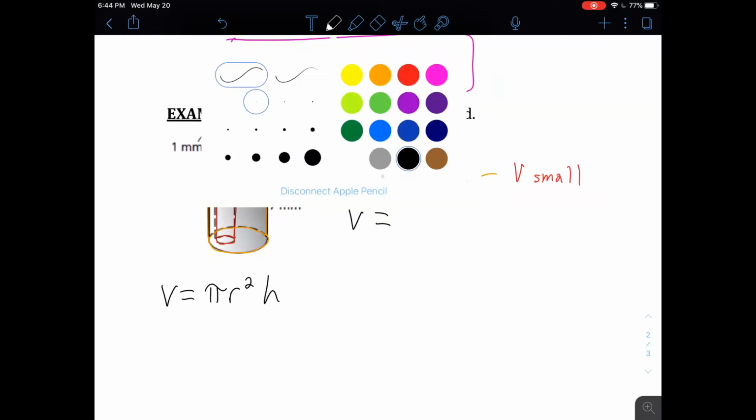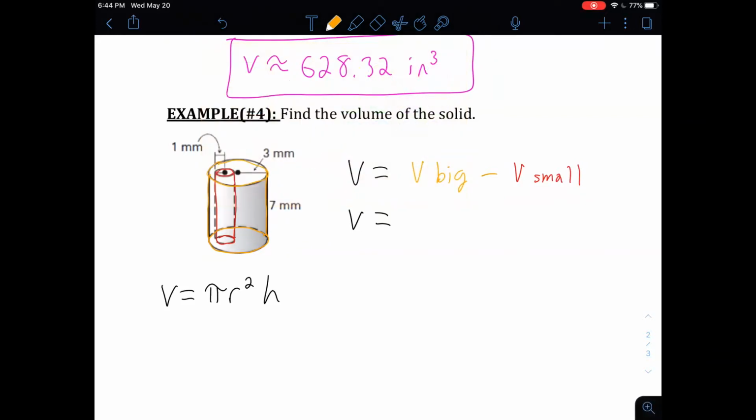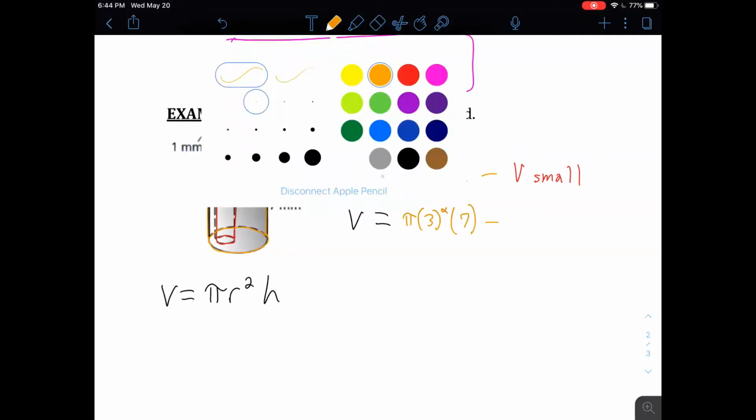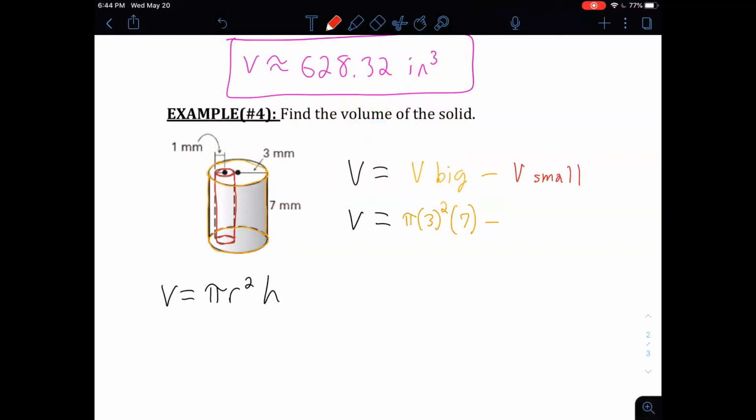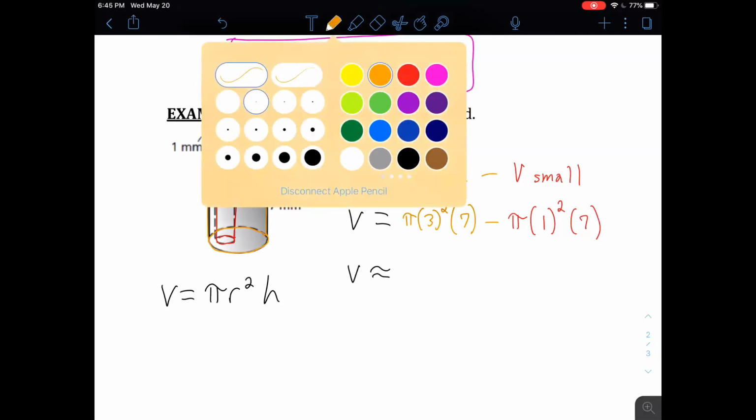But the big cylinder, in orange, we're going to do pi, what's the radius of the big cylinder? The big cylinder is going to be 3 squared. And what's the height of the big cylinder? That's going to be 7. Minus, and in red, the small cylinder. We're doing pi, what's the radius of the small cylinder? It's going to be 1 squared. And then what's the height of the small cylinder? It is 7.